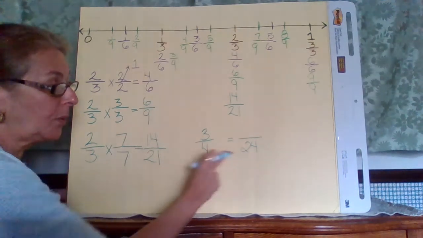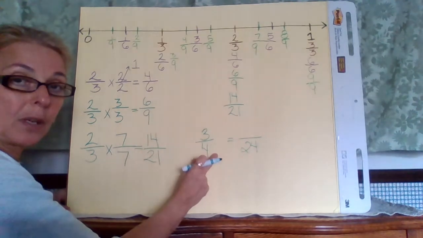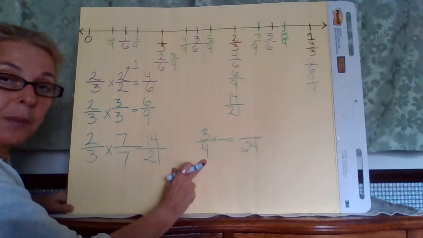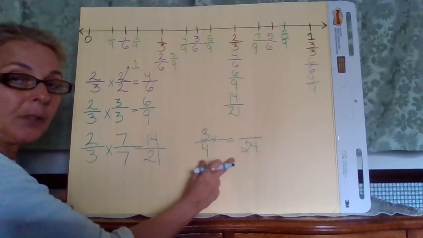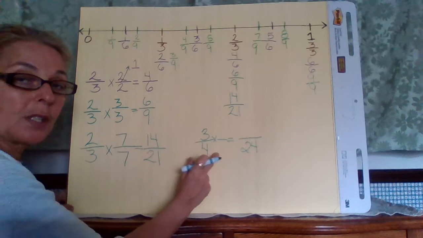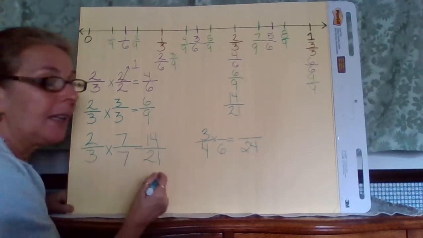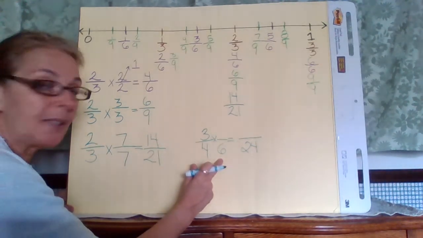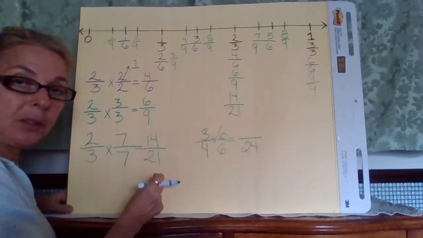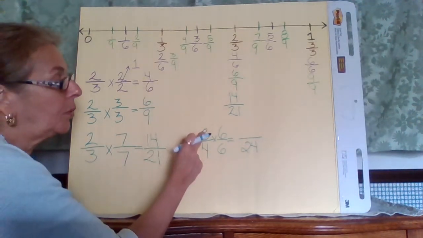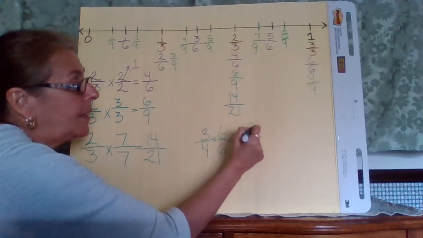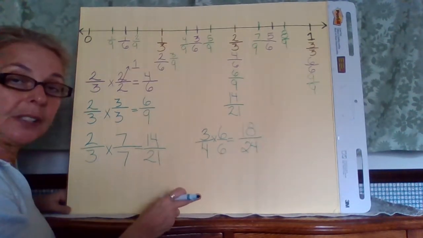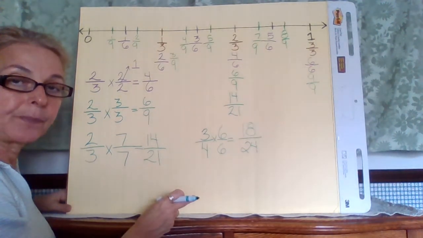Well, I know 24 is going to work because 24 is a multiple of 4, right? So I want to look at what am I multiplying my 4 by in order to get 24? Well, I know 4 times 6 is equal to 24. So if I multiply my denominator by 6, I need to multiply my numerator by the same number. So 3 times 6 is 18. That tells me that 3/4 is also equivalent to 18/24.